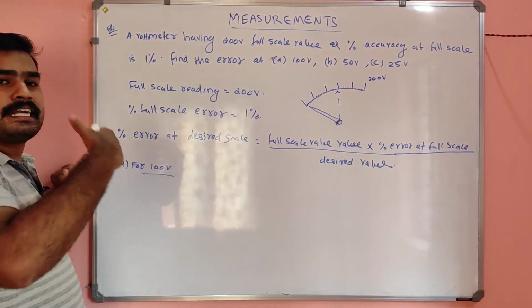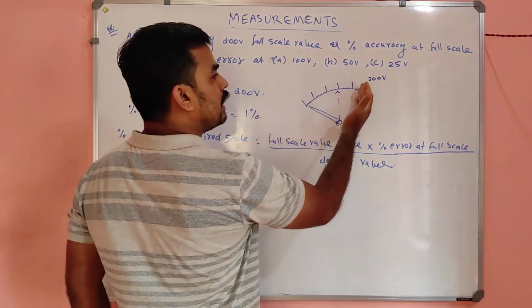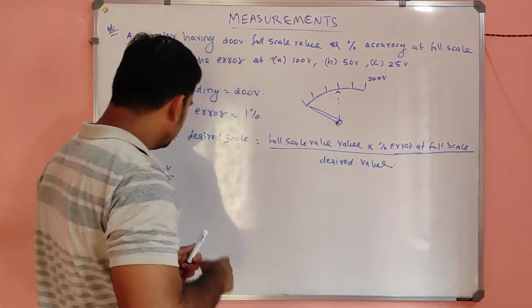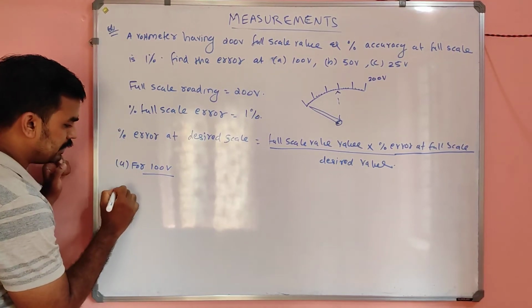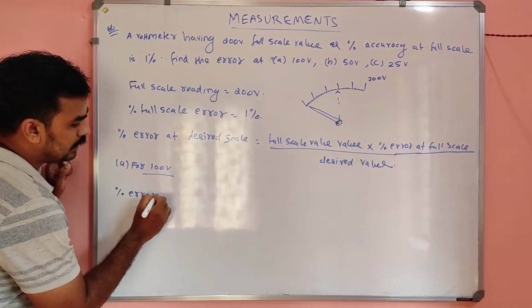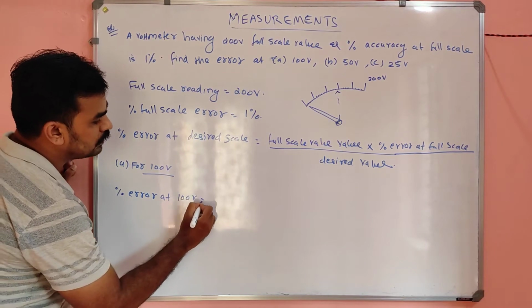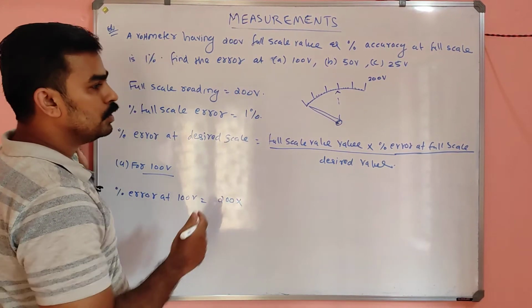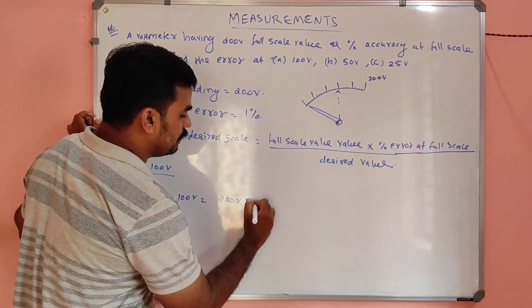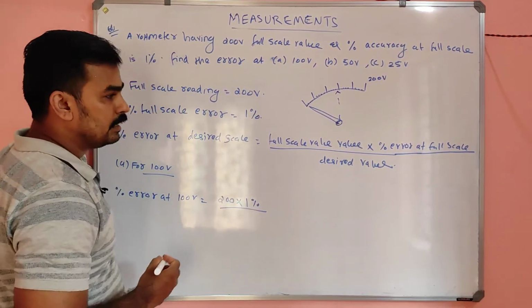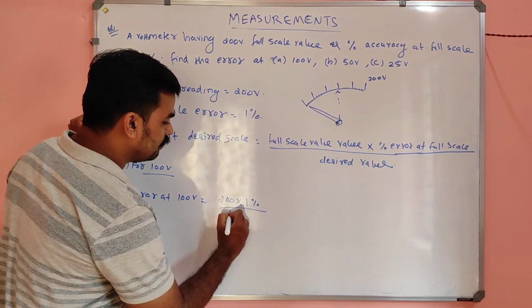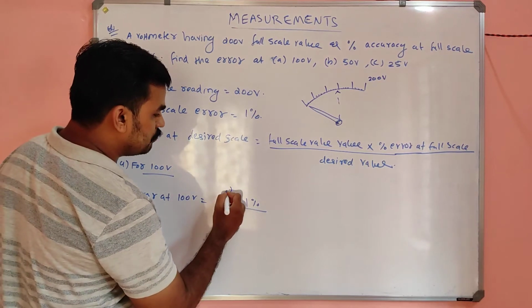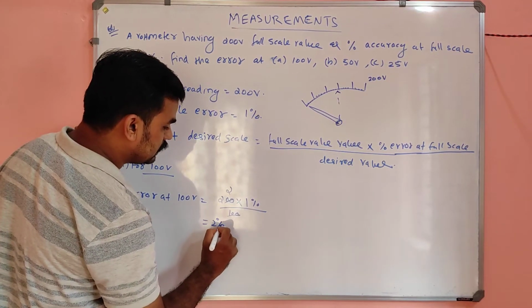Percentage error at desired scale means at any scale rather than this 200. That is the meaning of desired scale, which is equal to full scale value. So percentage error at 100 volt is equal to what? Full scale value. What is the full scale value? 200 into what is the full scale error? It is 1%, correct? Divided by what is the desired value? We have the desired value of 100. For 100 value we have to calculate, so it will become 2%.